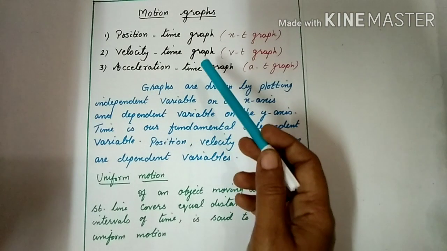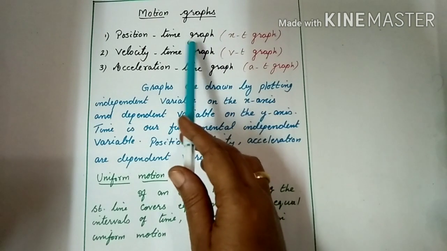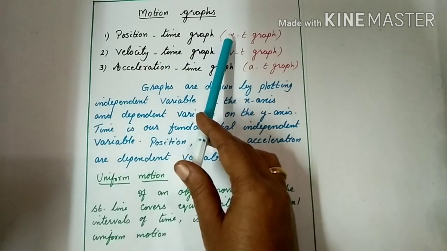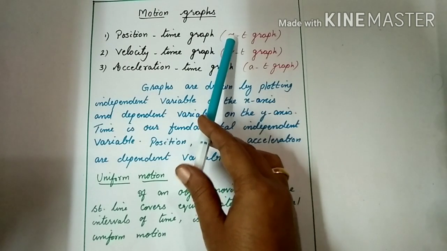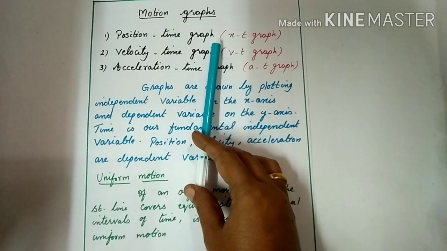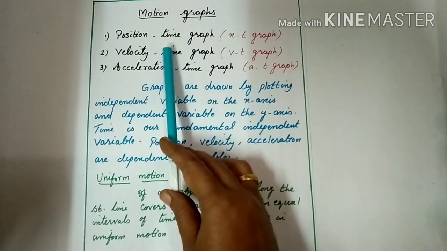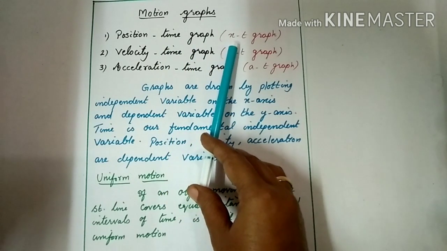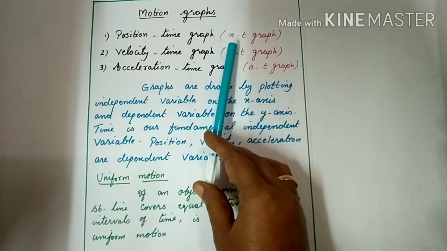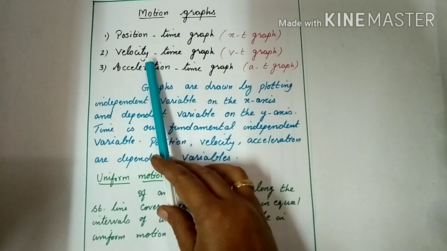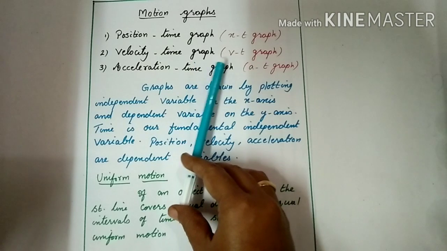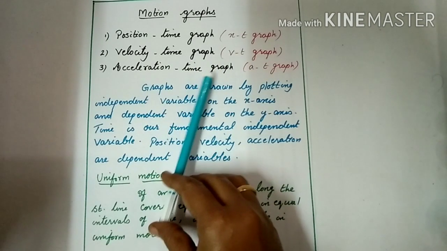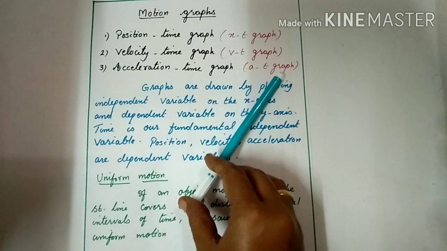Jai Hind, dear children. Now we are going to study about the motion graphs. The motion of an object can be represented by various graphs. Number 1, position time graph, that is represented by the x-t graph. x represents the position. Then velocity time graph, that is the v-t graph, and acceleration time graph, that is the a-t graph.